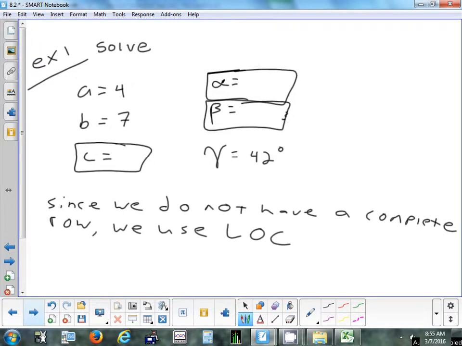And there's only two types for law of cosines. There's side angle side and side side side. Based on the information in the table, which one does it have to be? Side angle side. It's got to be side angle side. It can't be side side side because you don't know C.